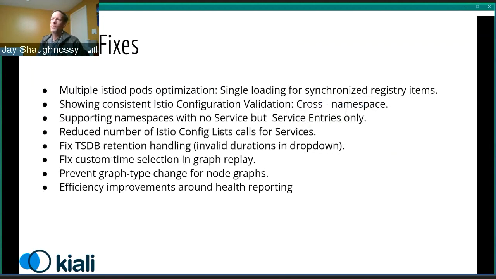A couple more notable fixes before we finish up. A lot of work going on. Some of the stuff we didn't show has to do with optimizations, and there's actually quite a lot of validation work that's gone on that we didn't show here, like cross namespace validations and so forth, and a bunch of fixes around validations. So excellent work there by Hike. We handle multiple Istio D pods. That was another problem that was fixed, where if you had scaled up your Istio D, we had a couple of problems. That's been resolved. We now support namespaces that don't have any services, but only service entries. Kind of a corner case, but it's important if that's the way you're doing things.